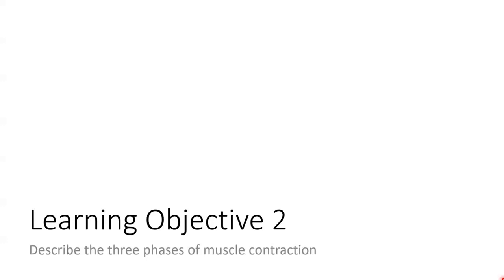The events that lead to muscle contraction occur in three general phases: the events at the neuromuscular junction, excitation-contraction coupling, and cross-bridge cycling. In this learning objective, we will look at each phase in detail.